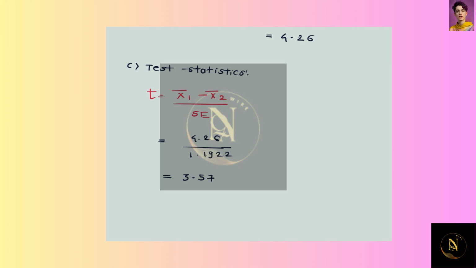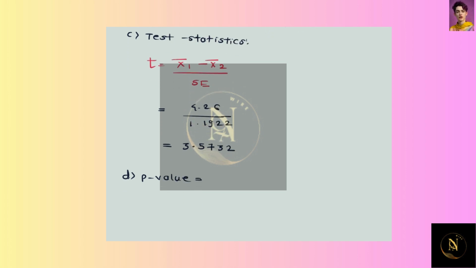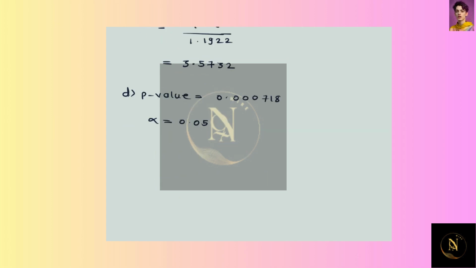as 3.5732. Now in the next part we have to find the p-value, and the p-value corresponding to this test statistic, using StatKey, we get as 0.000718. The value of alpha is 0.05 in general, which is not given, and we always take it as 0.05. So if the p-value is smaller compared to alpha, we reject the null hypothesis.